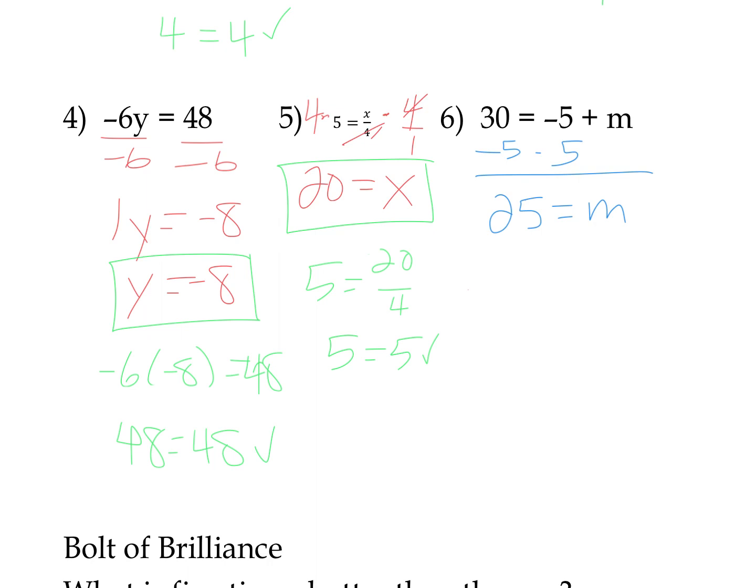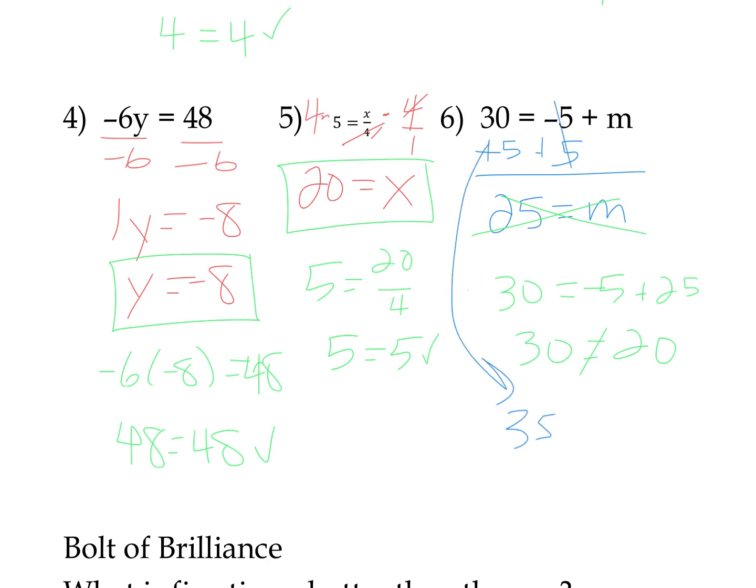I would plug the 25 back in. I get 30 equals negative 5 plus 25. That'd be 30 equals 20. That's not true. So that must not have been my solution because I should have added 5 to both sides. There's a sign here in front of the negative 5. That's a negative. How do we cancel out a negative? If I do negative 5 minus 5, I actually should have a negative 10 over here with the m still. That wouldn't cancel out. But if I add 5 to both sides, now that cancels out. So I would get 35 equals m.